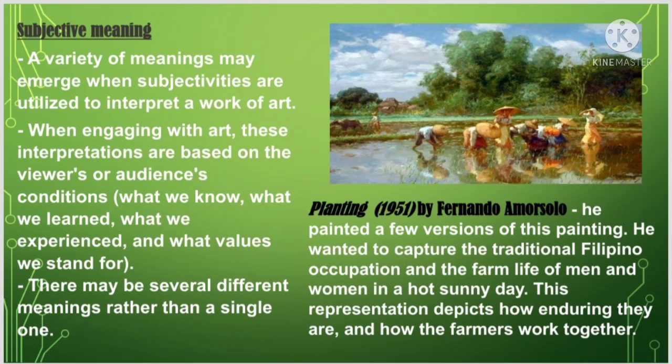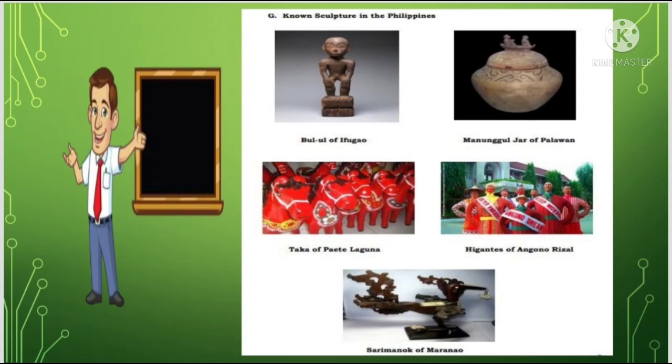Okay? Okay, we have also the known sculpture in the Philippines. Okay, Bulul of Ifugao, Manunggul Jar of Palawan, Taka of Paete Laguna, Gigantes of Angono Rizal, Sarimanok of Maranao. Okay, these are the sculpture in the Philippines. And ito lang, this is just an example of the sculptures in the Philippines. Marami pa dyan. And even here in Kalinga, meron din tayong mga sculptures dito.